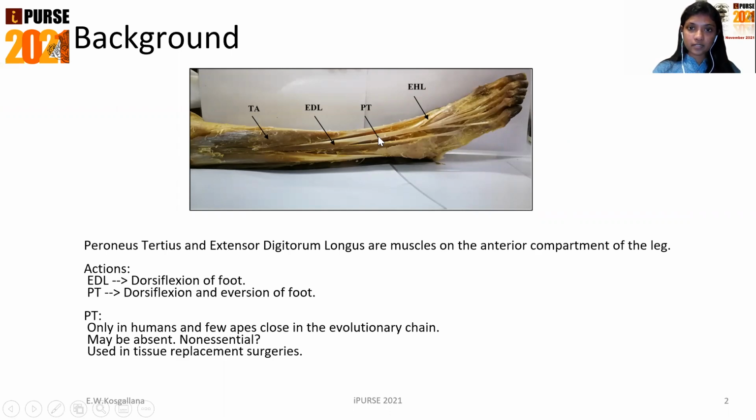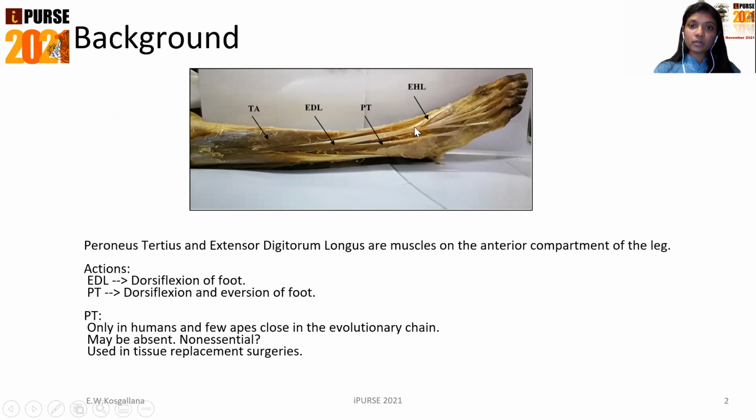Here is shown the Extensor Digitorum Longus muscle, which divides into four tendons and is inserted into the lateral four toes. This is the Peroneus Tertius muscle, which is attached to the lateral aspect of the foot, here specifically to the base of the fifth metatarsal.